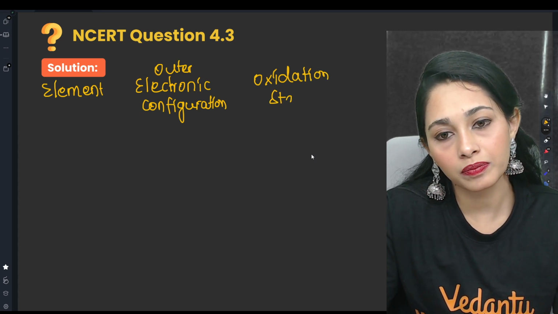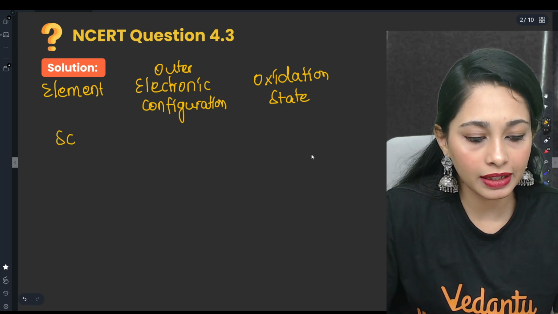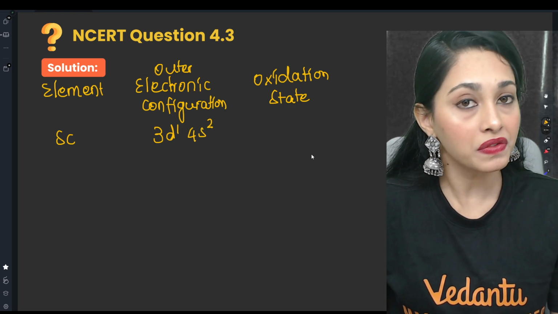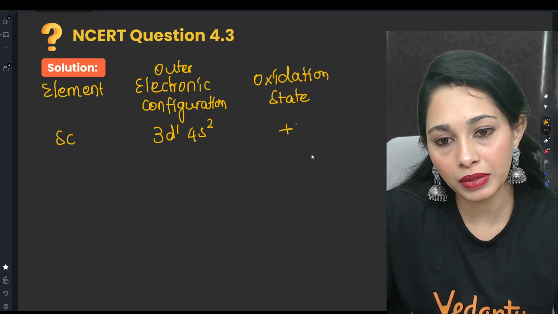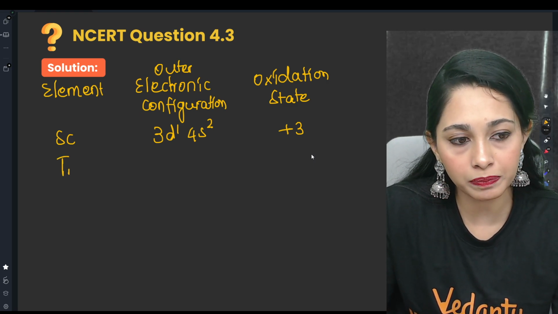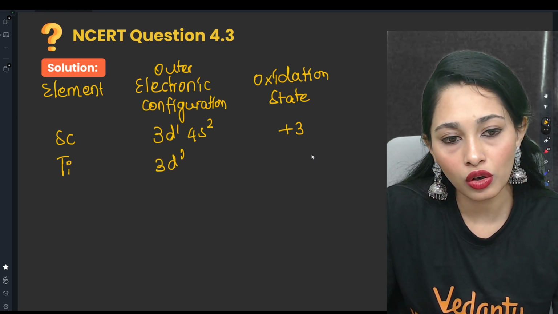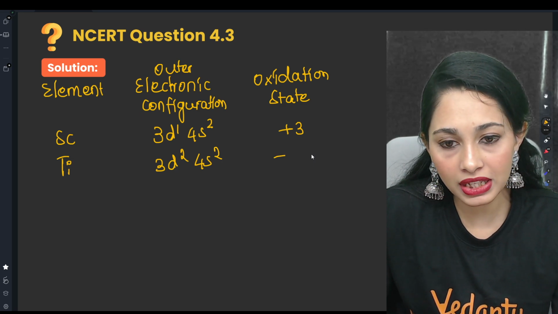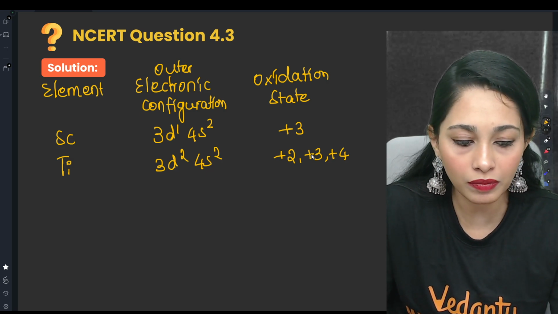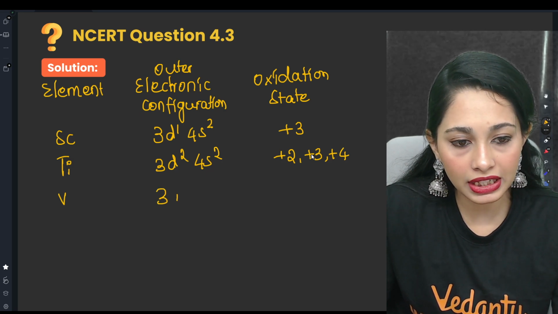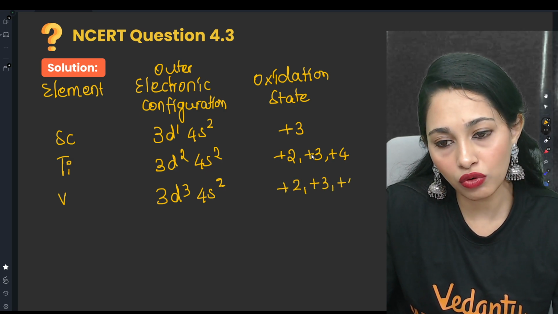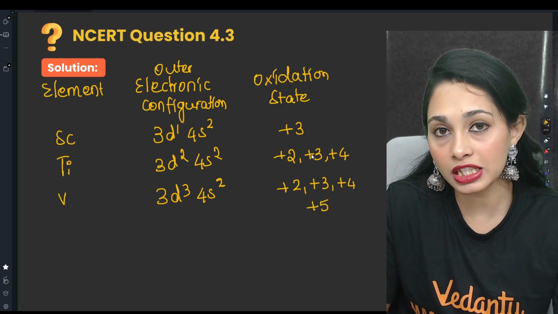When it comes to scandium, Sc, 3d1, 4s2. This is the outer electronic configuration of scandium. Oxidation state of scandium is +3 because it can exhibit +3 oxidation state. And if we talk about titanium, 3d2, 4s2. So +2, +3 and +4, these are the oxidation states that are exhibited by titanium. Then we have vanadium 3d3, 4s2. +2, +3, +4 and +5. These are the oxidation states that are exhibited by vanadium.